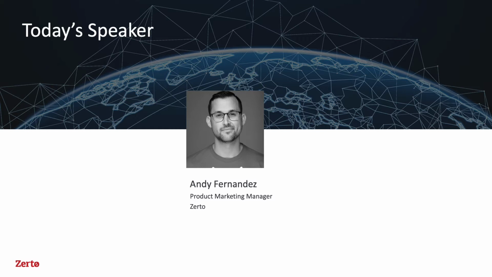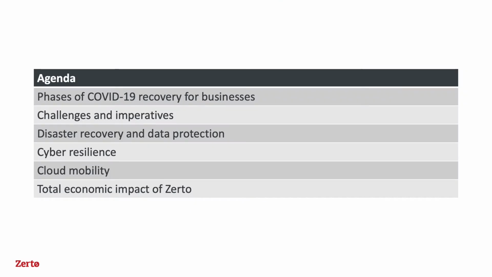Let's go over the agenda for today just so we have a clear understanding of some of the points that we're going to cover. First off, we're going to start looking at how Gartner approaches the phases of COVID-19 recovery for businesses, and then we're also going to take a look at what that means for infrastructure and operations organizations. After that, we're going to look at modern challenges and imperatives, and then look at the actual solutions and platforms that you require for disaster recovery, data protection, cyber resilience, cloud mobility, and throughout all of that, we're going to look at how the Zerto IT Resilience platform gives you those capabilities and ultimately delivers an economic impact for your organization. So let's get started.